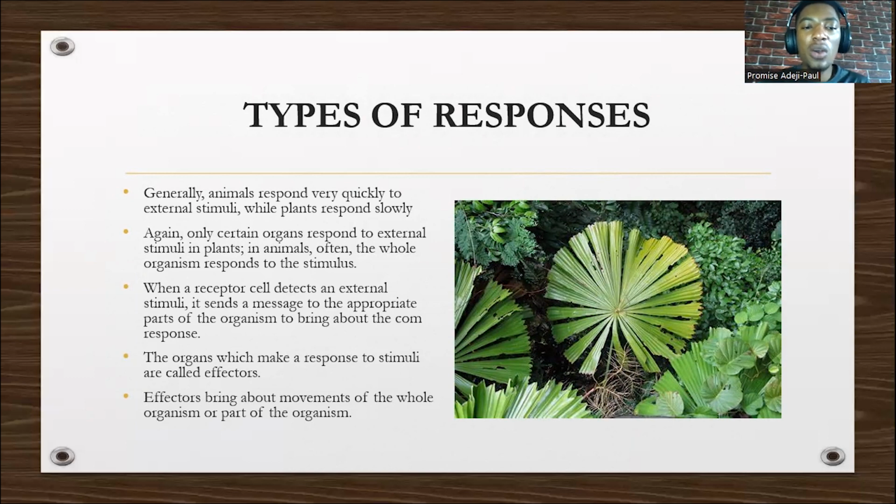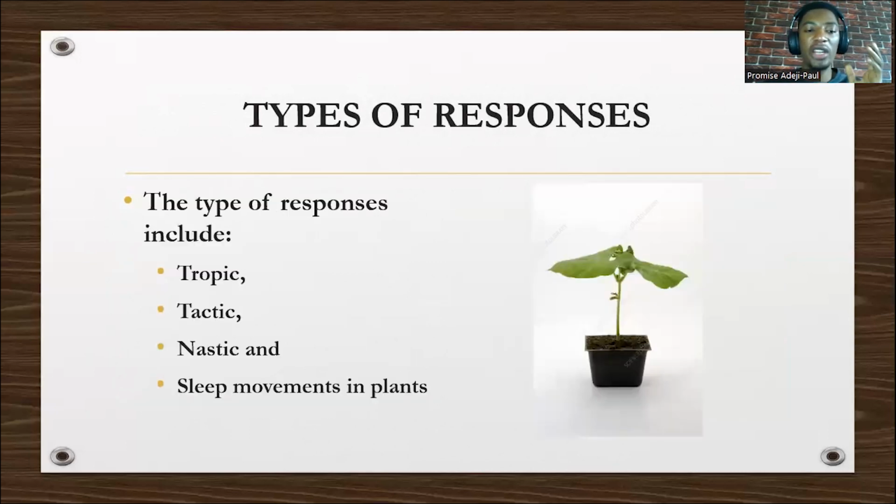Again, only certain organs respond to external stimuli in plants. In animals, often the whole organism responds. If you touch me, I can easily move my whole body away. But for plants, it's a certain part of the plant. When a receptor cell detects an external stimulus, it sends a message to the appropriate part of the organism to bring about a response. The organs which make up the response to stimuli are called effectors. Effectors bring about movement of the whole organism or parts of those organisms. If you touch me and I run away, the effectors in my body are muscles and bones.